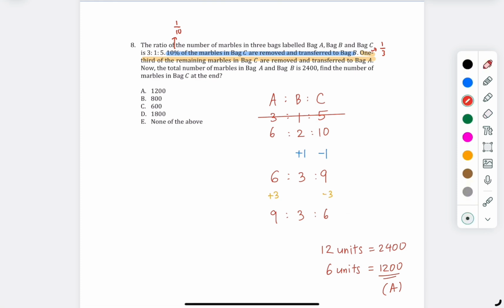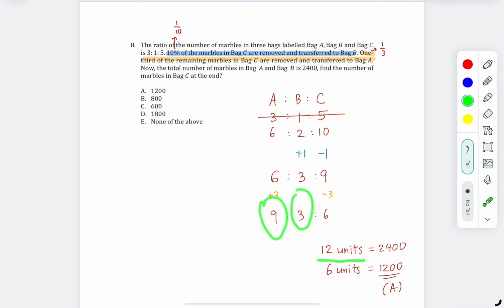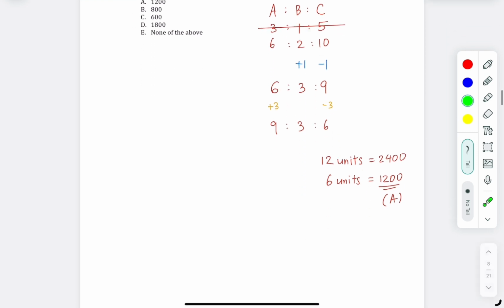So I'll just take A and B is 2400. That means 12 units is 2400. If you want to find 1 unit, it is 200. But in this case, since I need to find C, C is 6 units, which is half of this 12. I just need to divide by 2. So the answer is 1200.